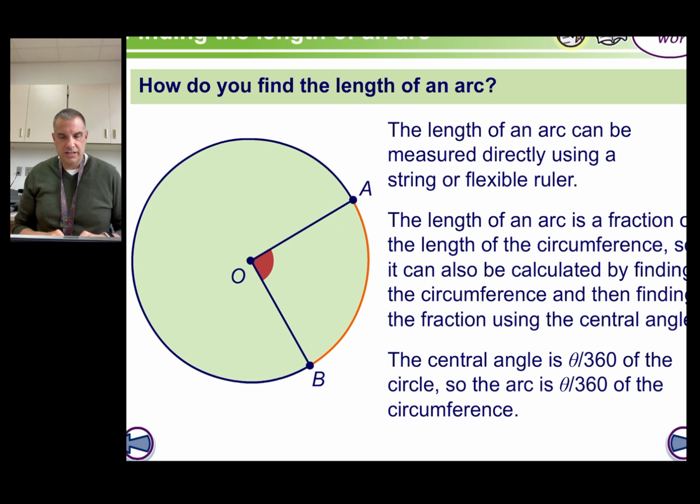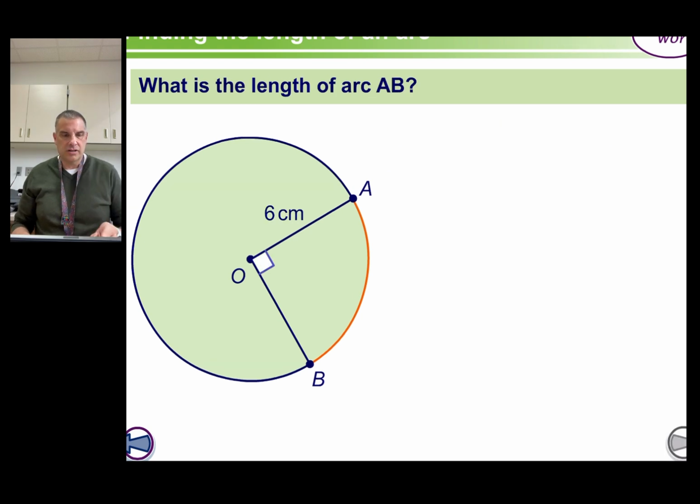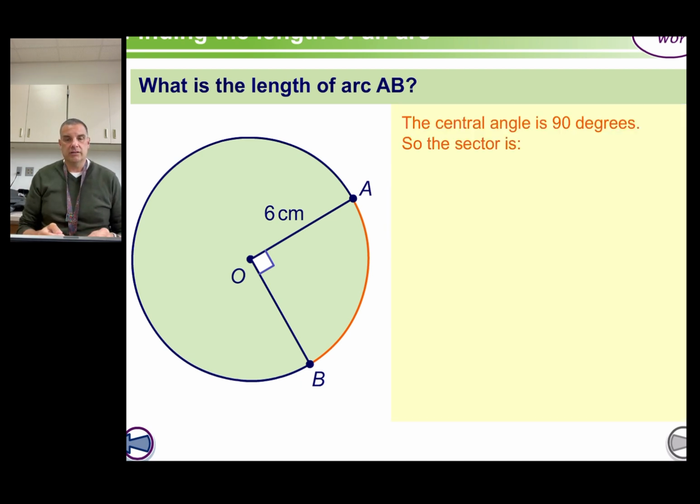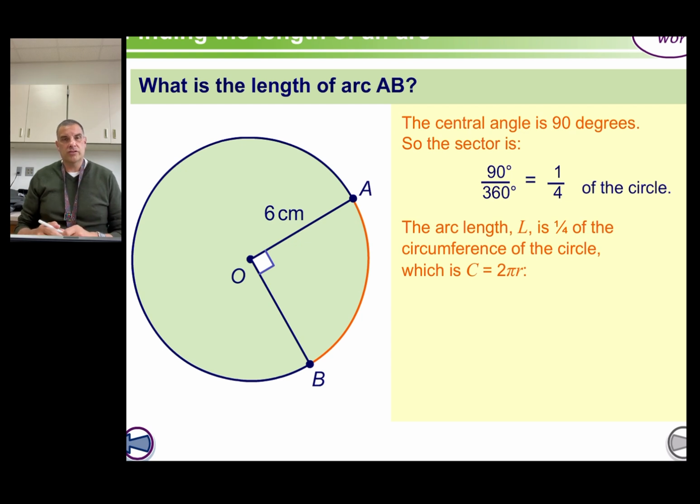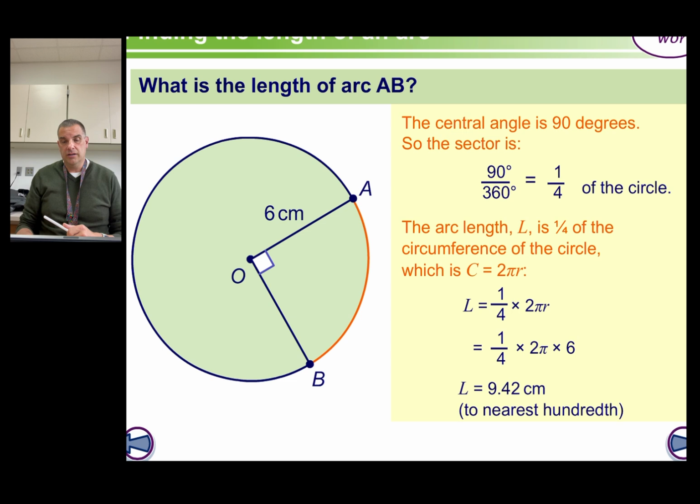That central angle is theta over 360 of the circumference, because circumference is the outside length of the circle. So what's the length going to be if we have a radius of 6 and a 90-degree angle? Our central angle is 90 degrees, so that's 90 divided by 360, which is a fourth. So it's 1/4 of the circumference of the circle. The circumference is 2 pi r, so 1/4 times 2 pi r is approximately 9.42.